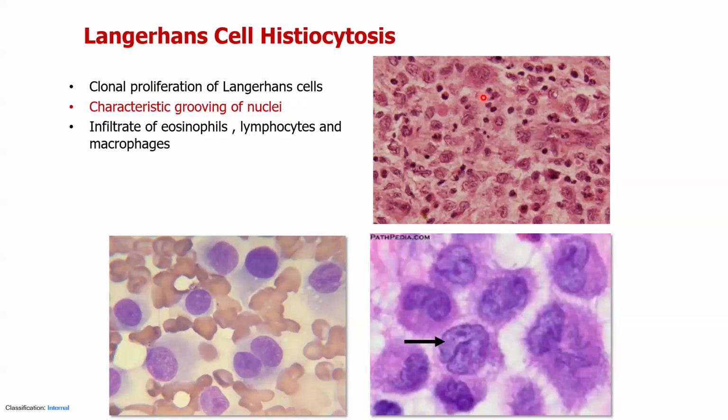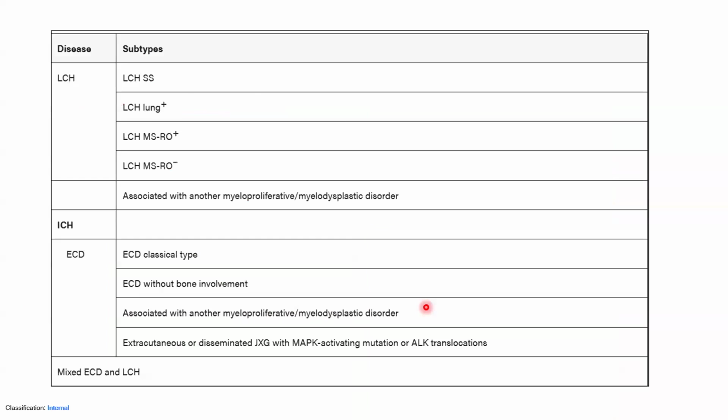So we see these characteristic histiocytes in the bone marrow aspirate, and in the bone marrow biopsy, we see the Langerhans cells with a characteristic coffee bean nucleus, with a groove here, and they are mixed with eosinophils, lymphocytes, and macrophages.